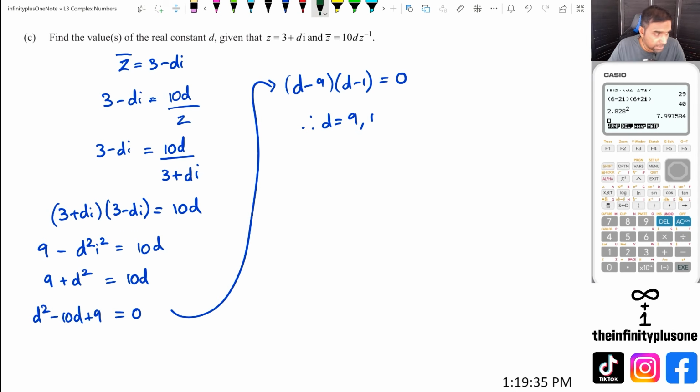So grades wise, getting to which part is going to get you an achieved? I think here. And then finally getting the d equals 1 and d equals 9 as a merit grade.